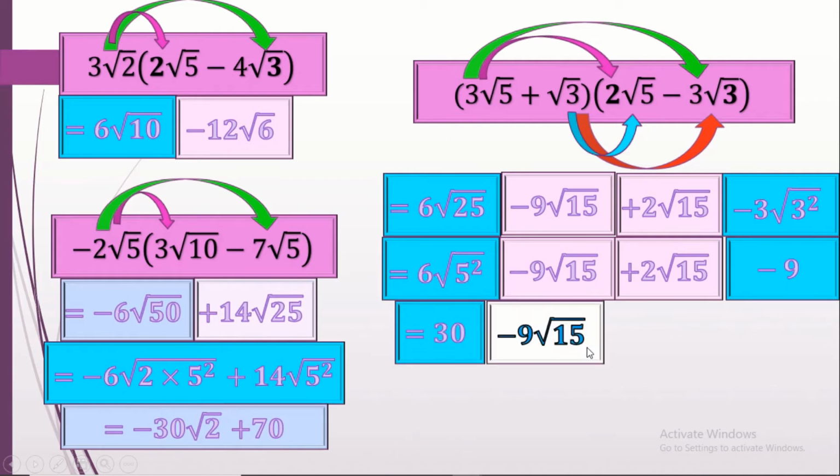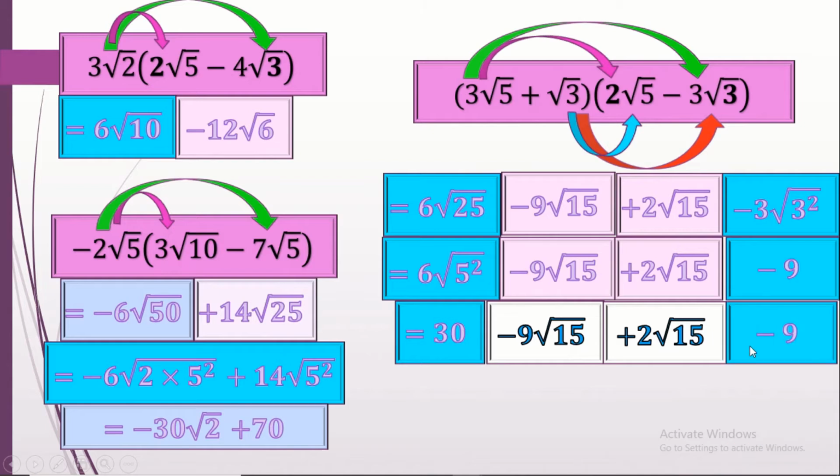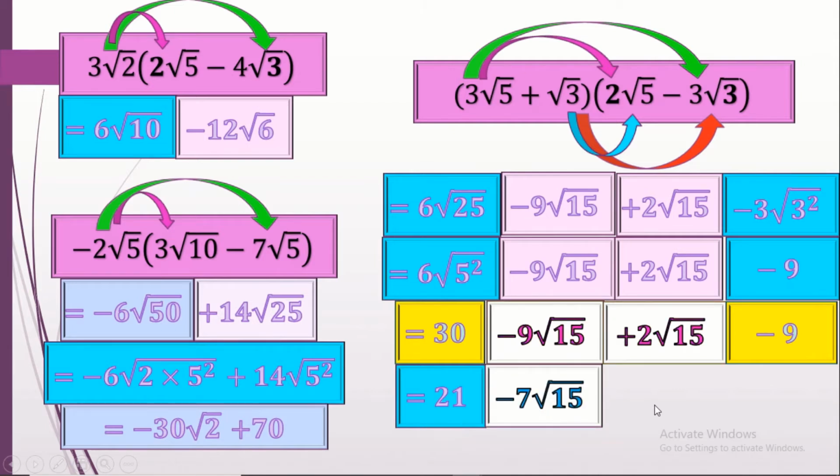It gives us, it will give us minus 7 radical 15. Also minus 9, we copy it. Now we can solve number with number. 30 minus 9 is 21. Also radical with radical, we solve the coefficients together. Minus 9 plus 2 is minus 7 radical 15.